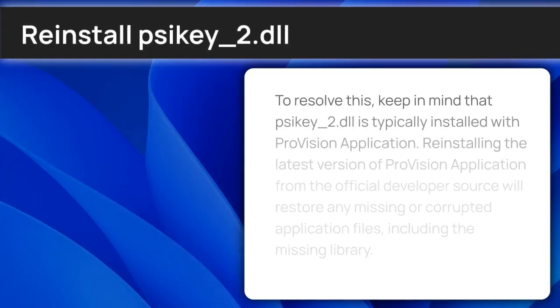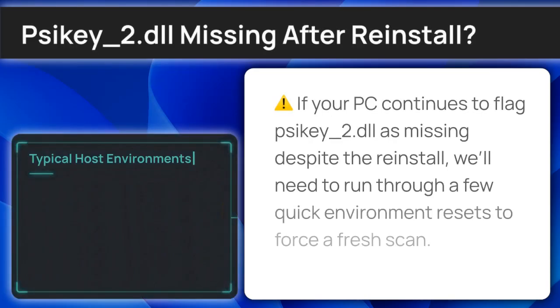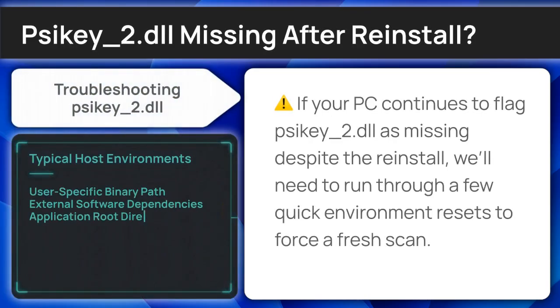To resolve this, keep in mind that PSI Key 2 DLL is typically installed with Provision application. Reinstalling the latest version of Provision application from the official developer source will restore any missing or corrupted application files, including the missing library. If the redistributable repair didn't resolve the pop-up, the next logical step is to analyze the local environment for process conflicts.